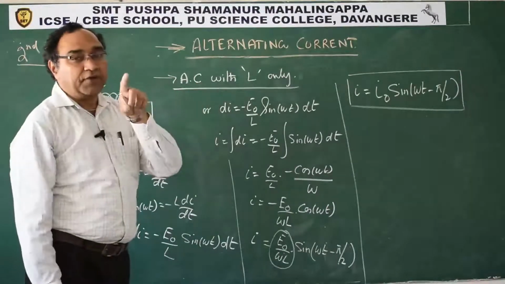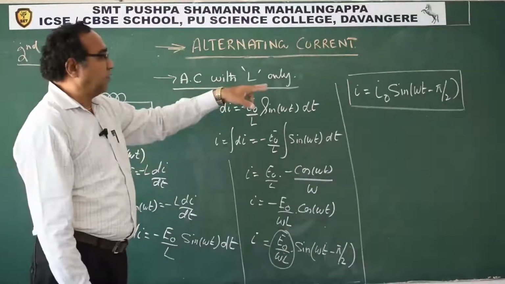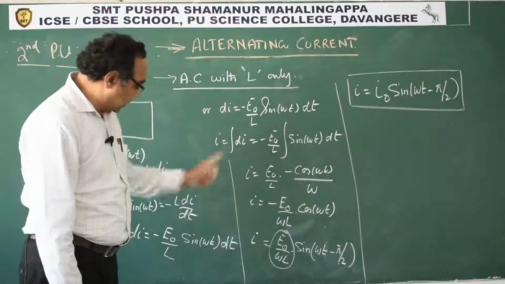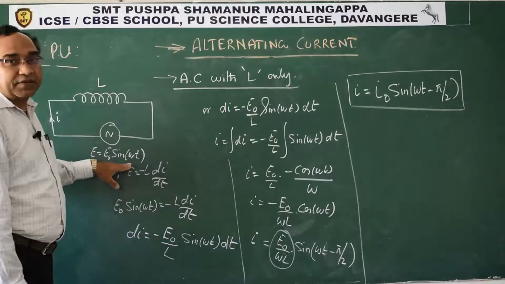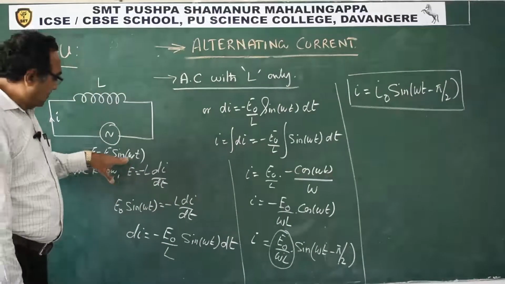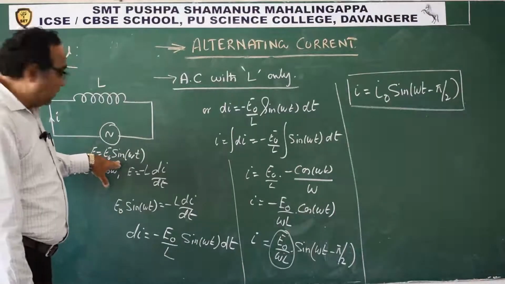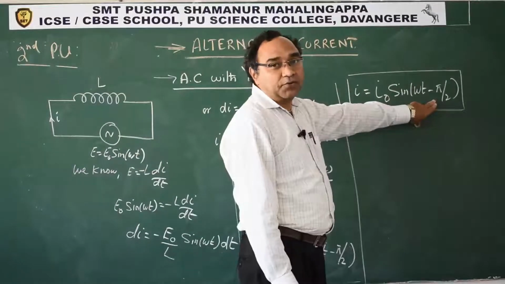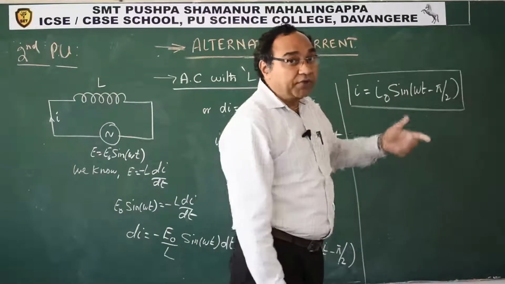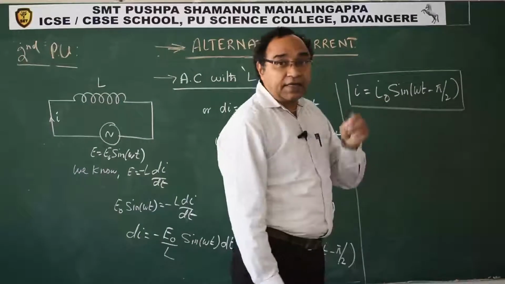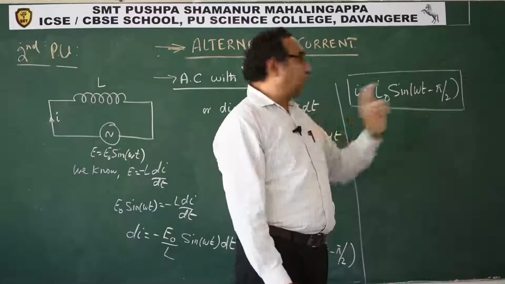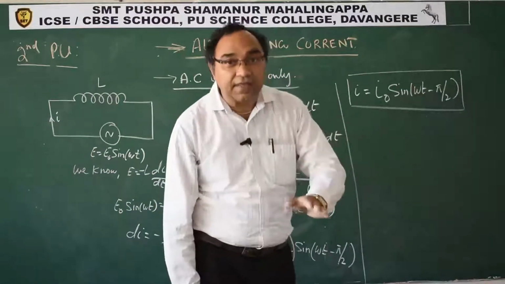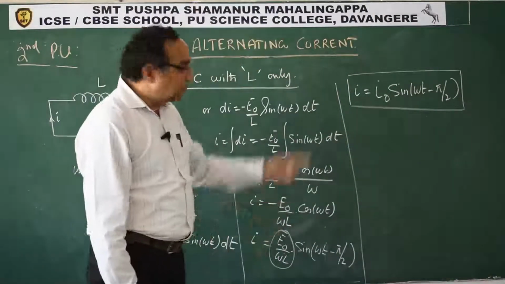What was the expression for current in R only? I naught sine omega t. So the phase difference was 0. Observe, here there is a phase difference. Here the initial phase is 0, here it is minus pi by 2. So what do we conclude? We conclude that current is lagging. Minus pi by 2 is behind. Current is lagging the applied voltage by pi by 2.